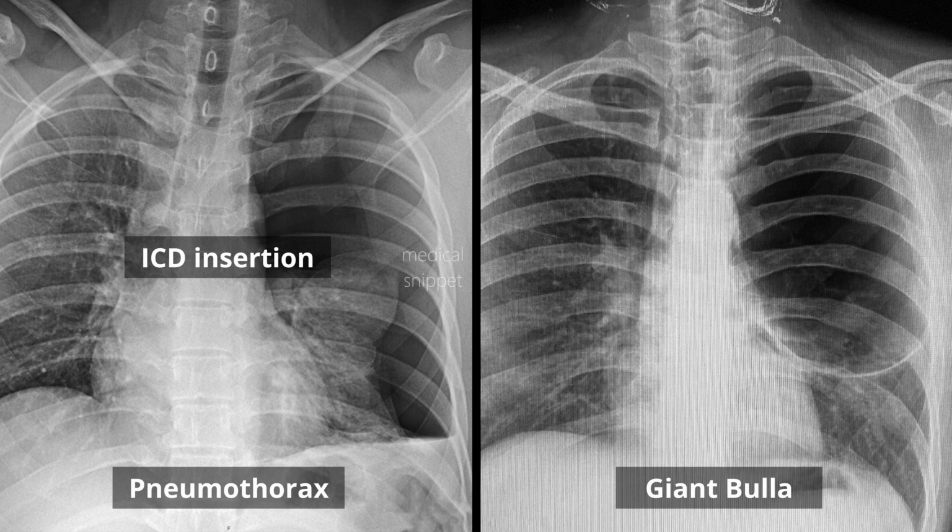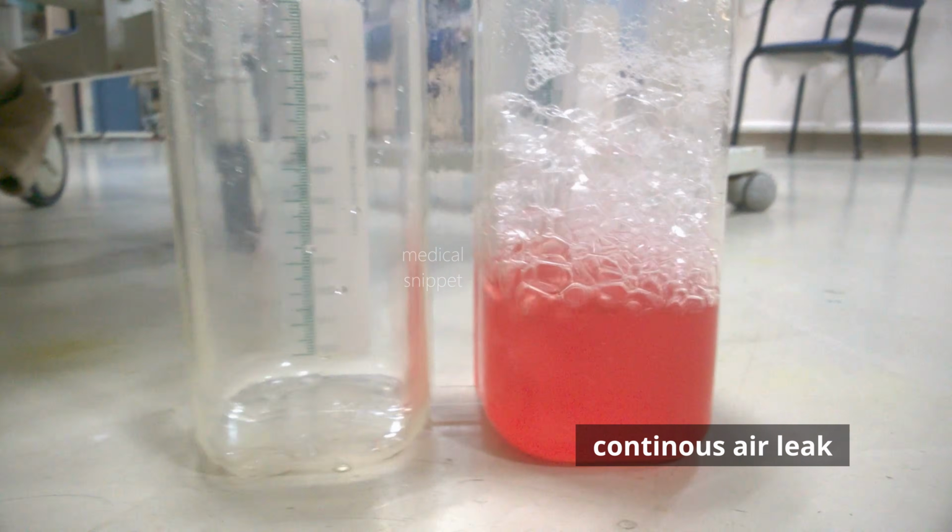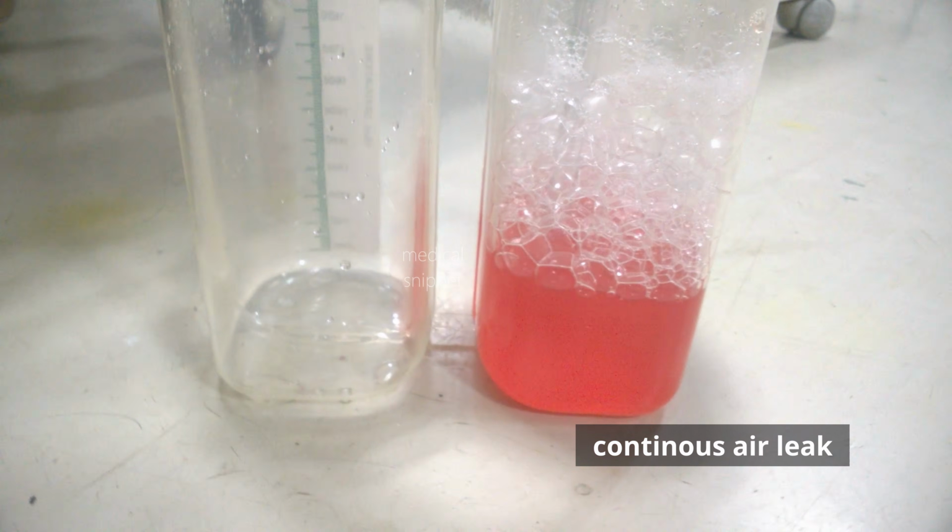The treatment of tension pneumothorax is intercostal tube drainage. If intercostal tube drainage is done for a giant bulla, it will lead to continuous air leak, and it may cause more harm to the patient.